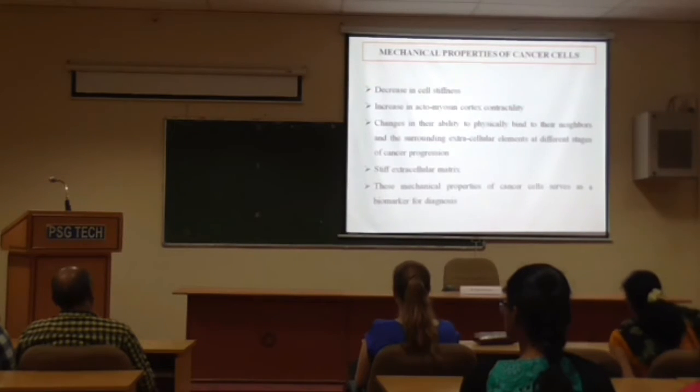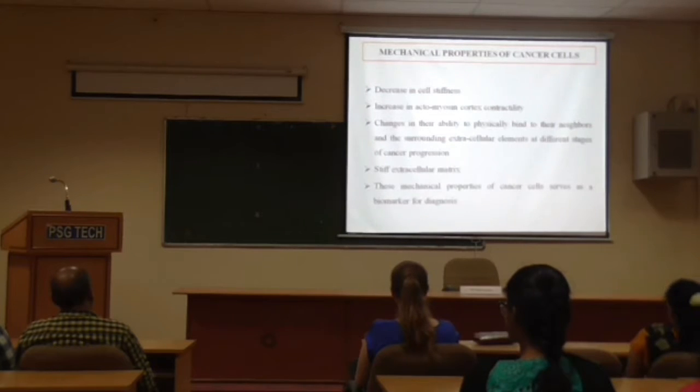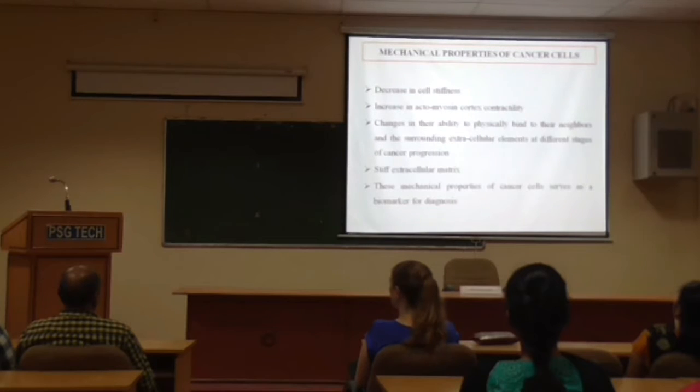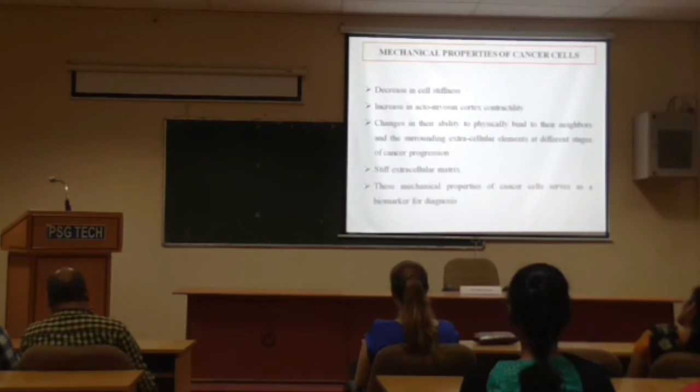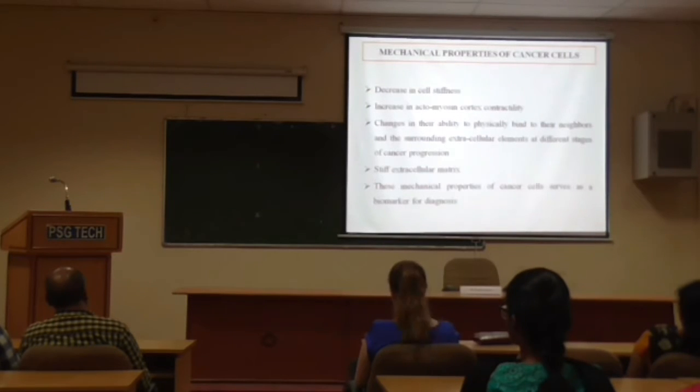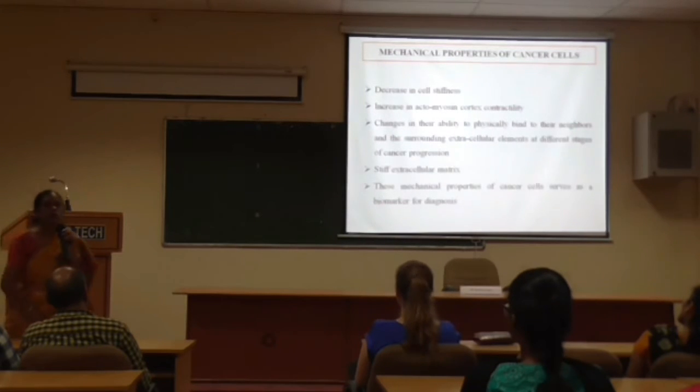So only when it is very flexible can it move through the extracellular space and then come out, and then they spread to other cells or other tissues through the circulatory system or lymphatic system. Decrease in actomyosin contractility: if the actomyosin is there, they can contract and relax, but they cannot reduce the size. So they want to move away easily, hence the decrease in actomyosin contractility, the change in the extracellular environment and a stiff extracellular matrix. These are the major mechanical properties which are usually altered in the tumor environment.